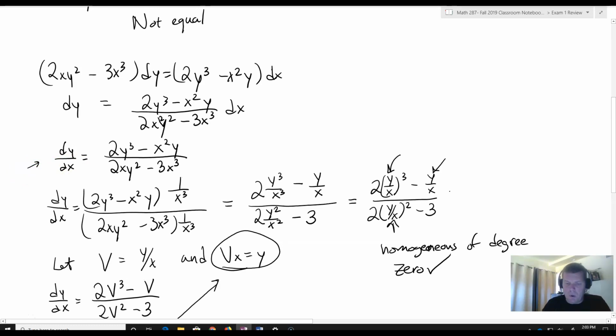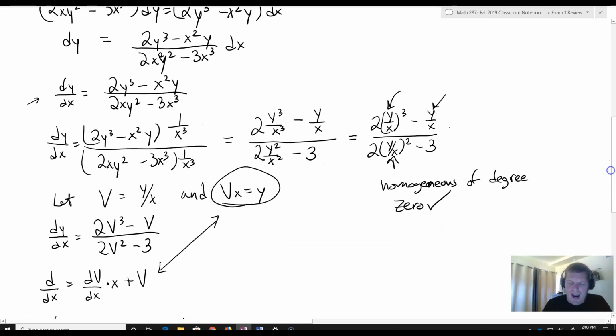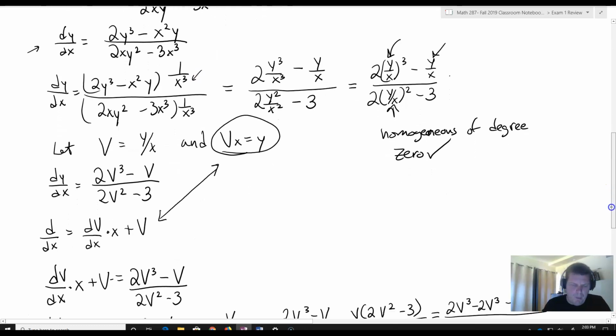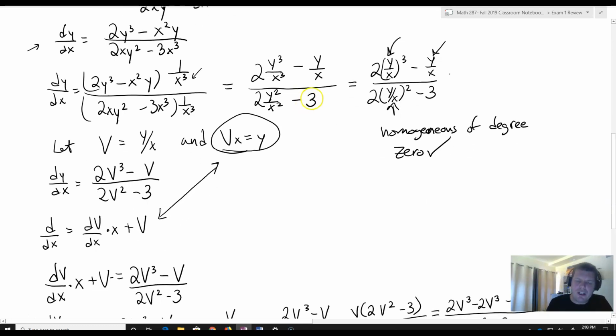That is, dy/dx equals some kind of rational function. Then what did I do? I divided by the greatest power of x available, which in this case is x cubed. Once I did that, I had a function in terms of y over x, which confirmed that it was homogeneous of degree 0. So I do a change of variables, making a substitution: I let v equal y over x, and vx equals y.